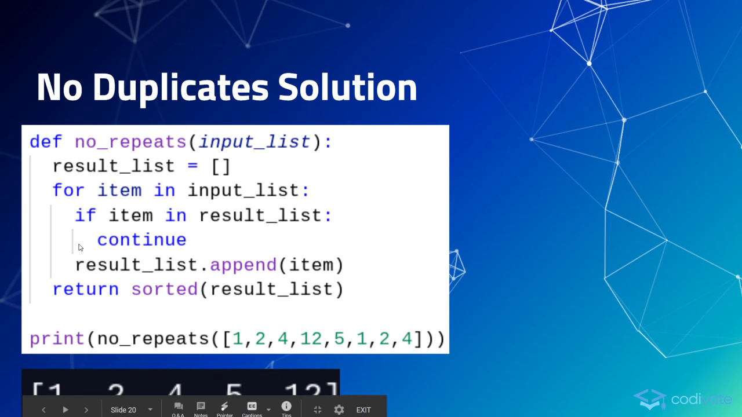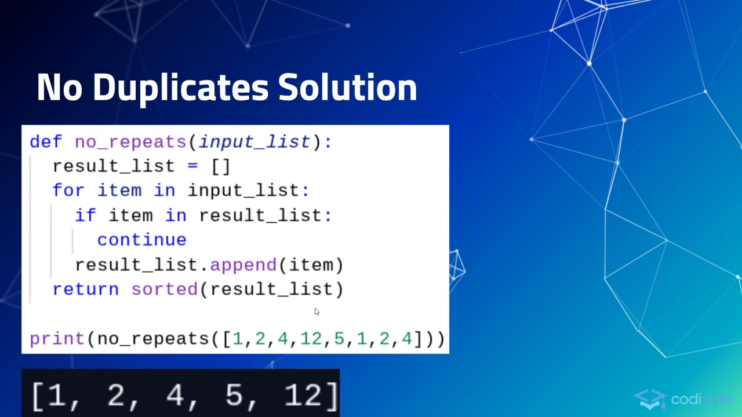Once we are done with this for loop, the for loop starts here and ends here. Once again, very important to look at the indentation. We have to return a sorted version of this list, so we just take the result list that we're creating with this for loop and return a sorted version of that.